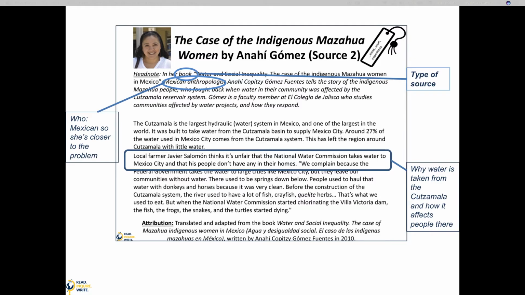For example, in this source, you can see that a student has circled important information about the people discussed in this book on water and social inequality. The student also made notes about what those circles mean. You will do the same on your sources, and the bookmark tool will guide you.